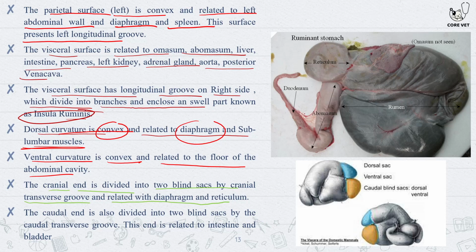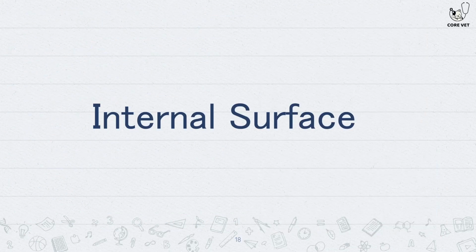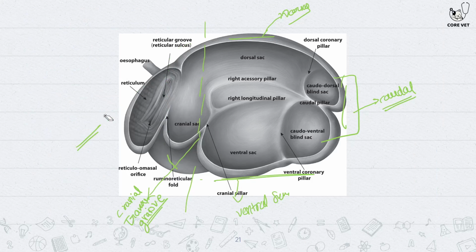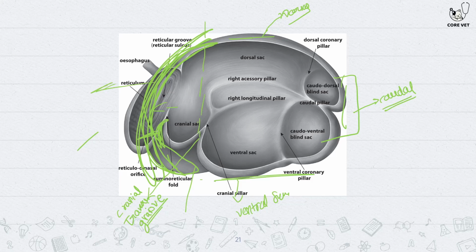So what the line was signifying is that at the cranial end, it is divided into two blind sacs by a cranial transverse groove, and it is in relation with the diaphragm and the reticulum. How so? See, if this is the cranial part, we all know after the rumen there is the reticulum. So this cranial sac, or cranial part, is in contact with the reticulum, and also with the diaphragm, because the diaphragm is only at the cranial end, not on the caudal. So on the cranial end there are two blind sacs formed by the cranial transverse groove, and that part is in contact with the diaphragm and the reticulum.